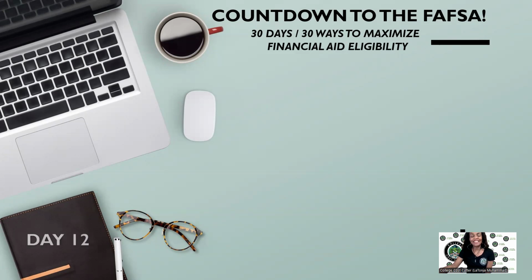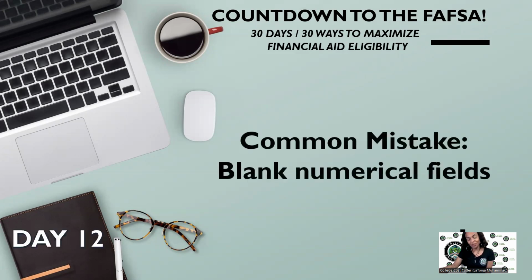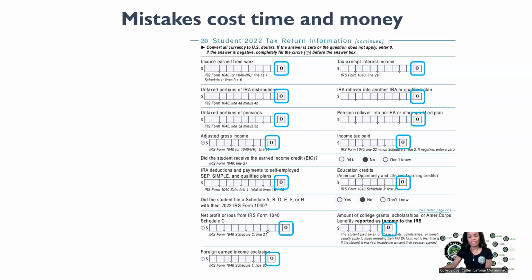We are on day 12, and we're continuing our discussion of common mistakes that families make when completing the FAFSA. And one is leaving numerical fields blank. So what we're looking at is an example of Curious Little George's FAFSA form.